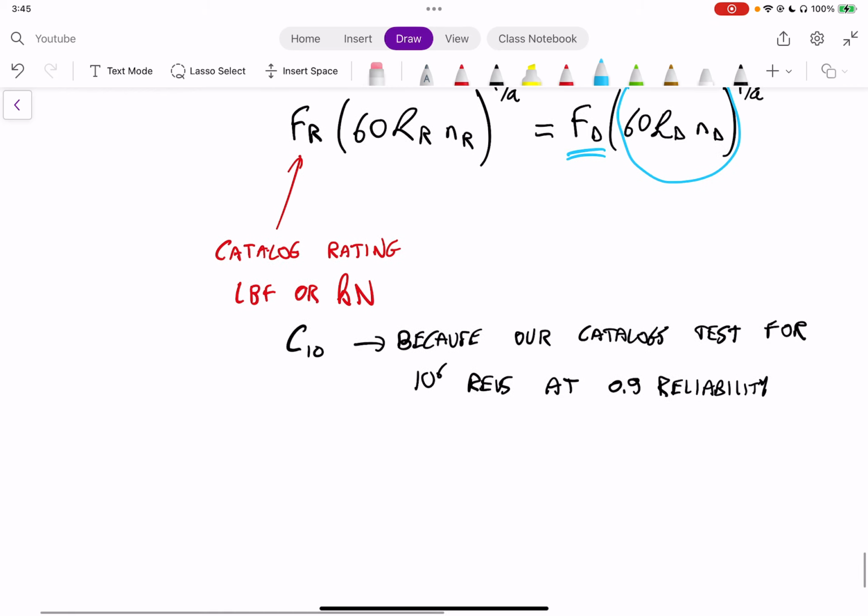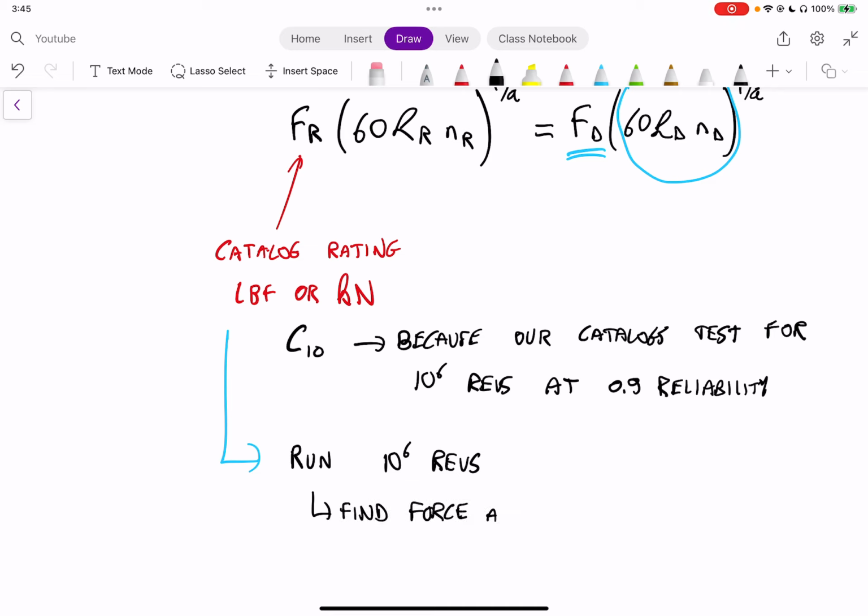Okay, so what we do to find the catalog rating, just to simplify, we've already talked about it, but we would run 10 to the 6 revs and find our force at a failure rate of 10%. Hopefully this makes sense.